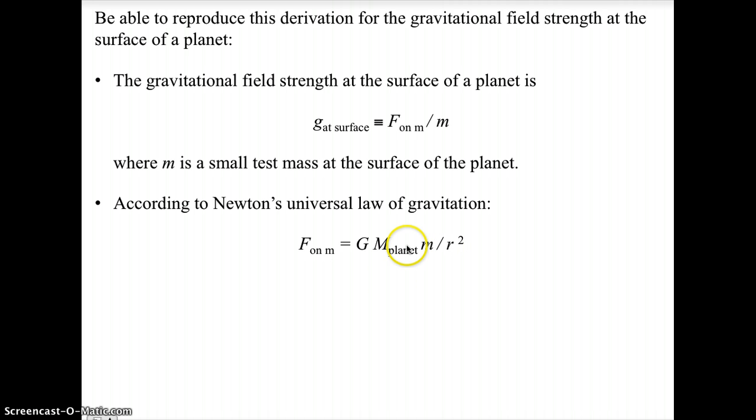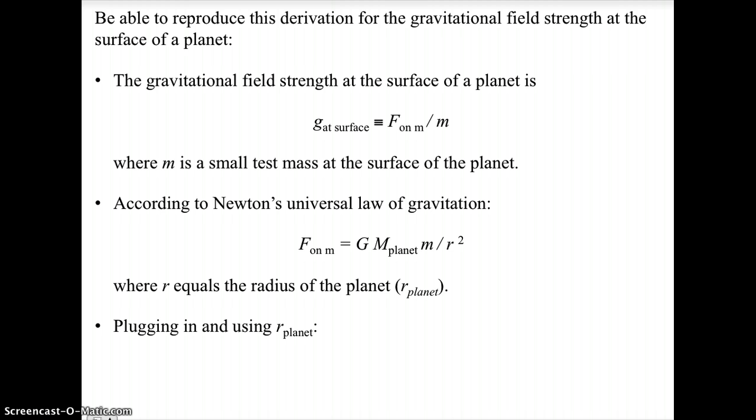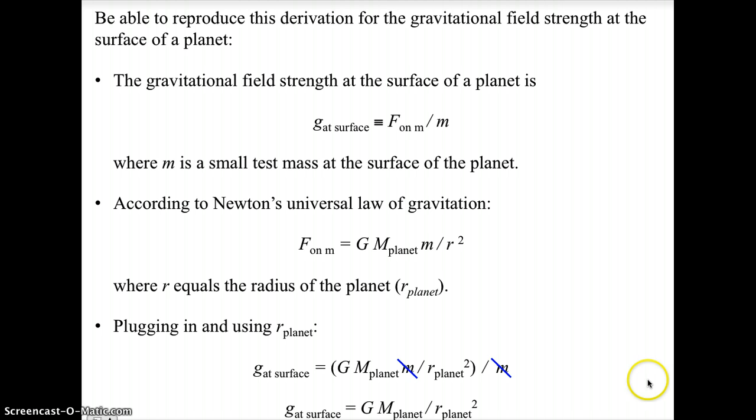And then what I'm going to do is plug this equation, the right side, in for F on m. When we do this, here's what we get. g at the surface is equal to big G. Look at this. There's a little m here in the numerator and a little m in the denominator, so they cancel out. We can simplify and write the equation like so. Be able to derive this equation, which gives us the g field strength at the surface of a planet.